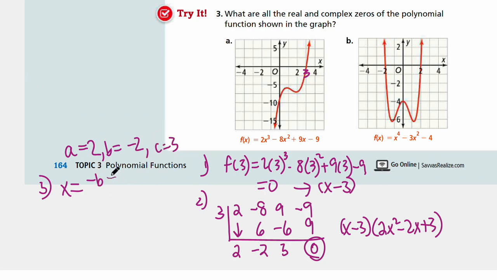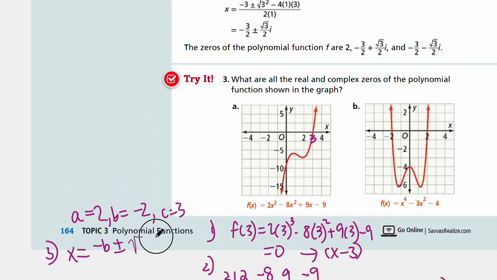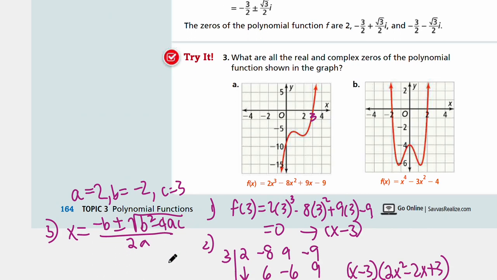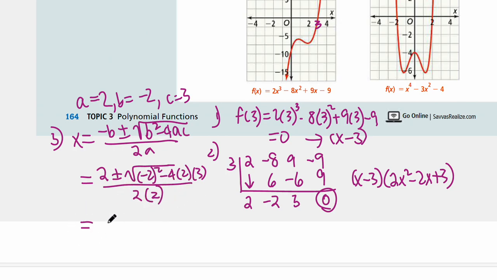So -b plus or minus the square root of b squared minus 4ac, over 2a. And so using this formula, you can plug in your a, b, and c's. -b, so 2, plus or minus the square root of -2 squared minus 4ac, over 2a. And you simplify, you should be able to get 1 plus or minus i root 5 all over 2.